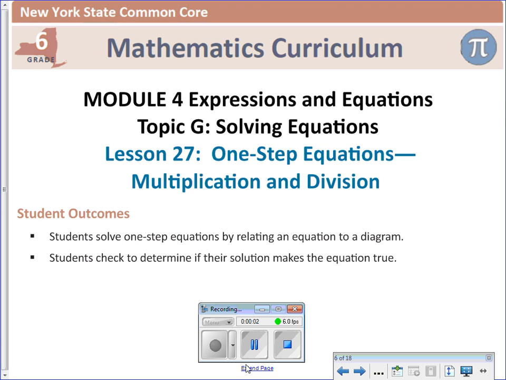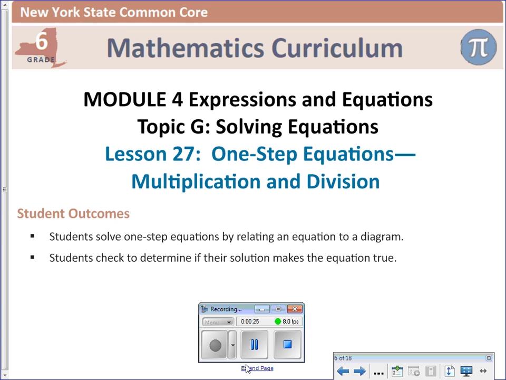Okay, today we're looking at Module 4, Lesson 27. The beauty of Lesson 27 is it's the exact same thing as Lesson 26. In Lesson 26, we were trying to find the value of the variable. B equals what? X equals what? And the equations that we looked at on Friday were addition and subtraction.